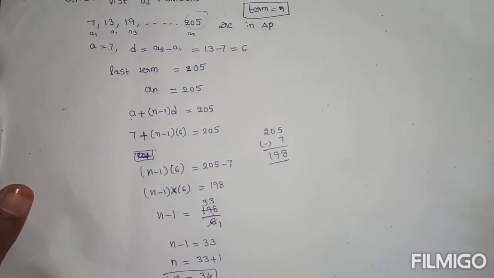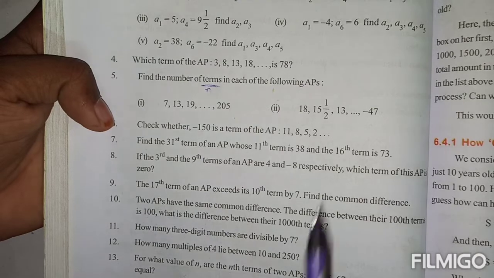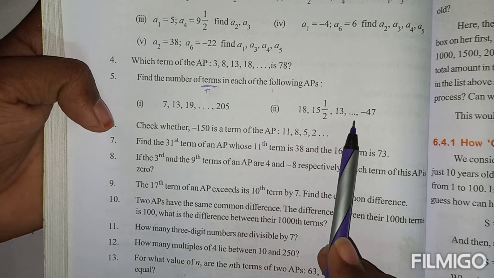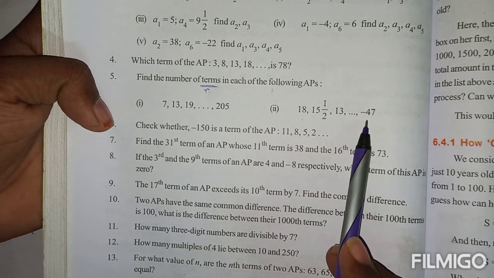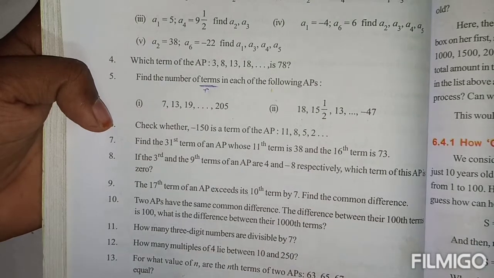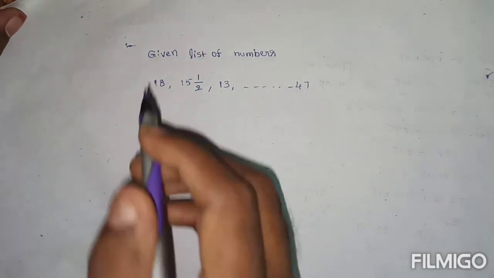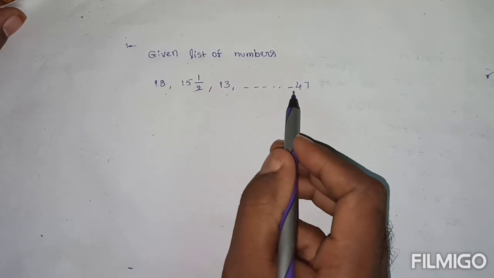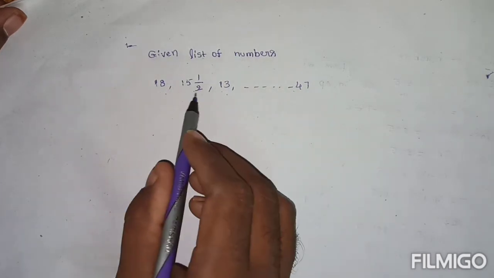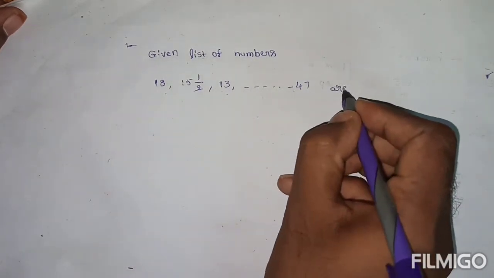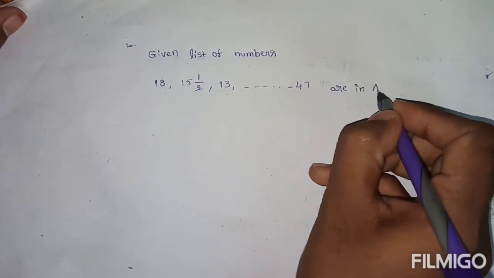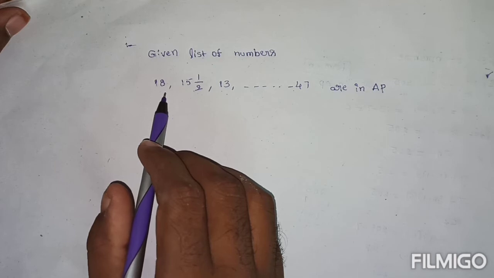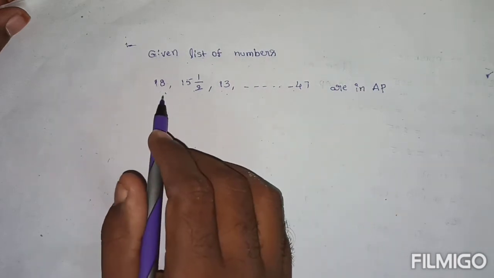Okay, go to the next problem. The second problem: 18, 15 and a half, 13 and so on up to minus 47. Write down the question. Given the list of numbers 18, 15 and a half, 13 and so on up to minus 47, the values are in AP. Are the values in AP or not? Okay, already in AP.